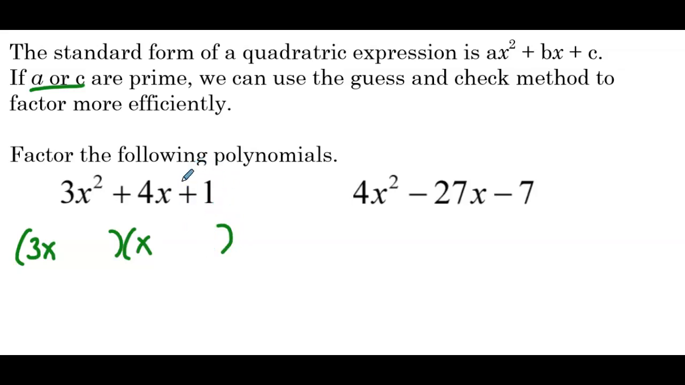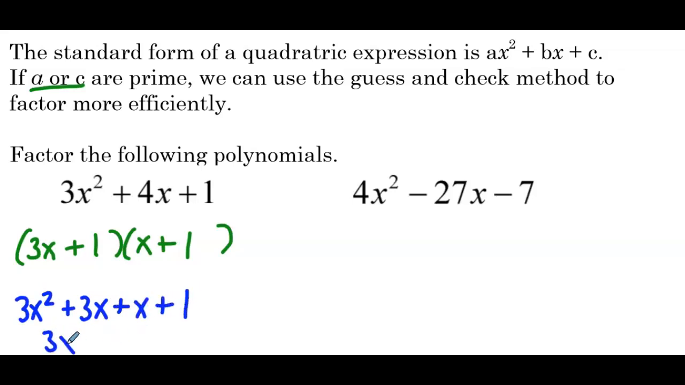And to multiply to 1, it's either positive 1 and positive 1, or negative 1 and negative 1. And we need to add to a positive term in the middle, so positive 1 and positive 1. So in this case, let's multiply it out to check. So we'd have 3x squared plus 3x plus x plus 1, which is 3x squared plus 4x plus 1. Perfect. So there are our factors.